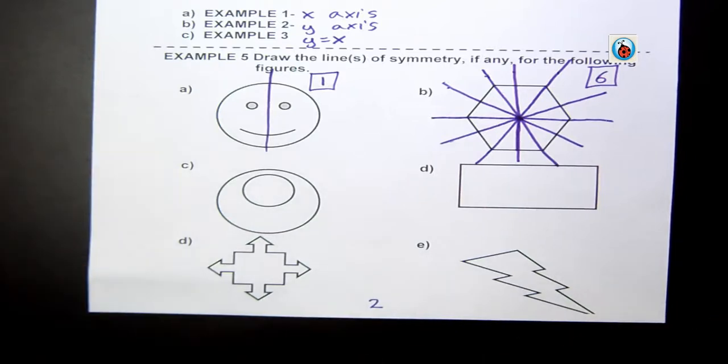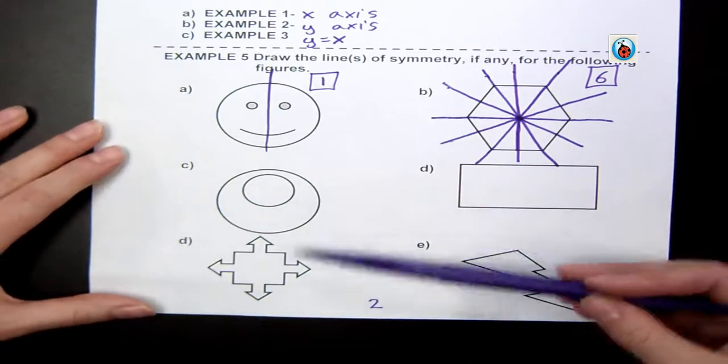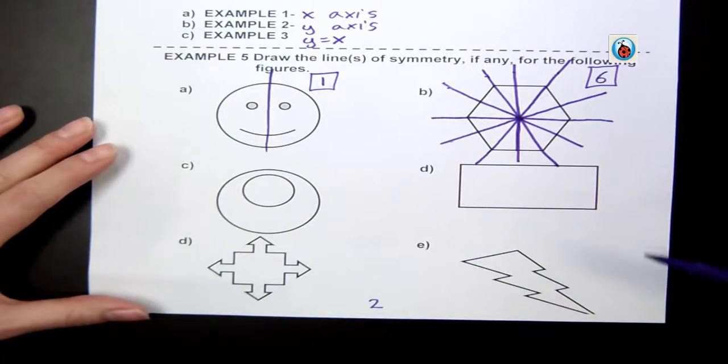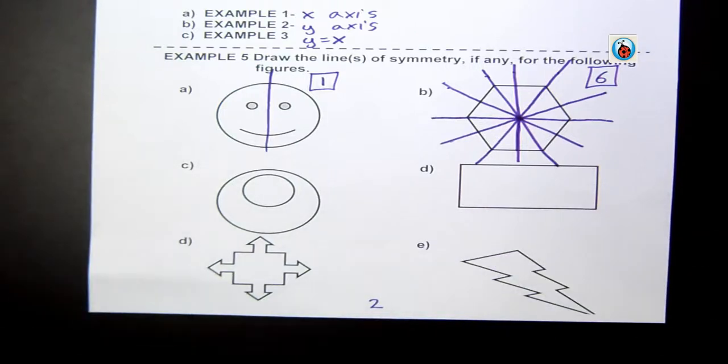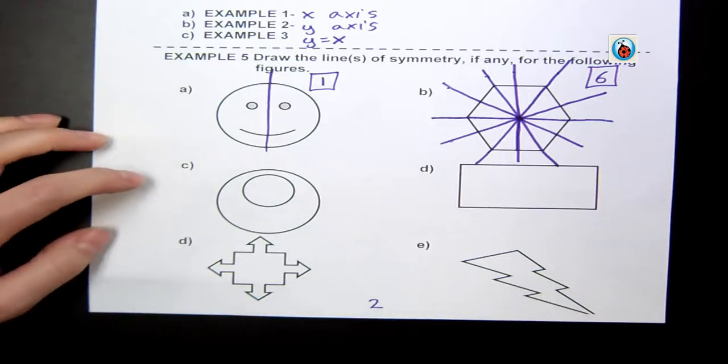Okay, so you're now going to finish up these last 4, draw the lines of symmetry, and write how many you have. And if you need to pause it to finish that, you can do that.